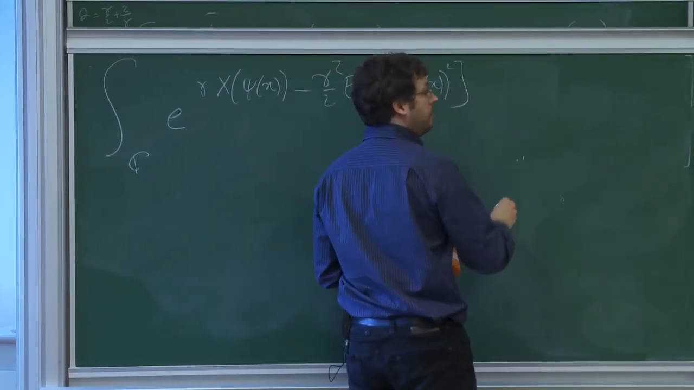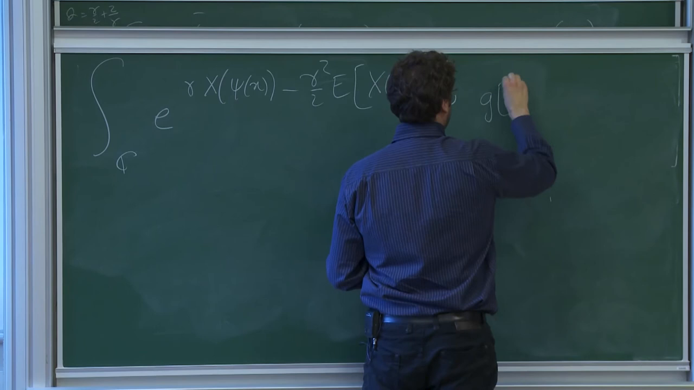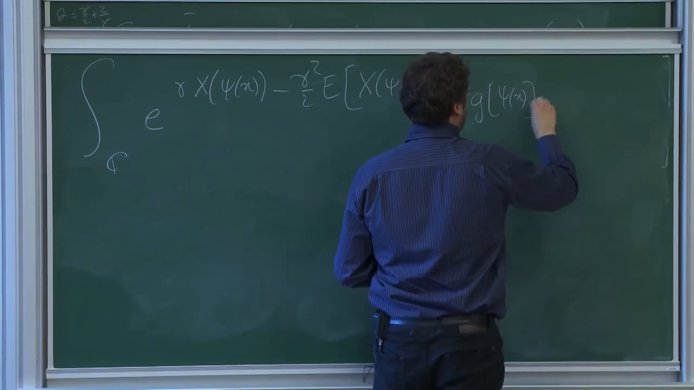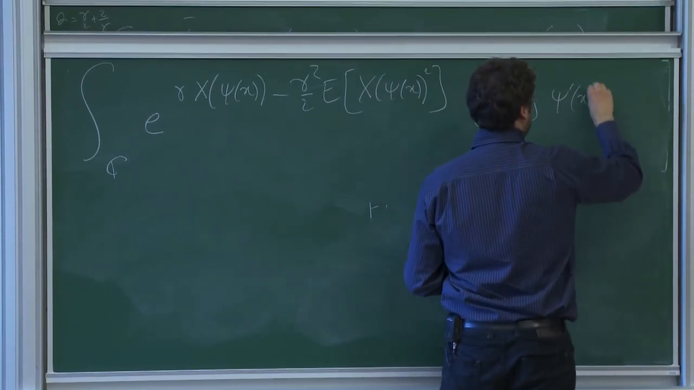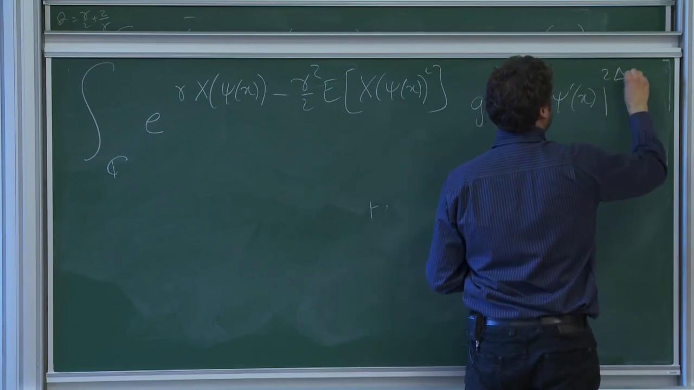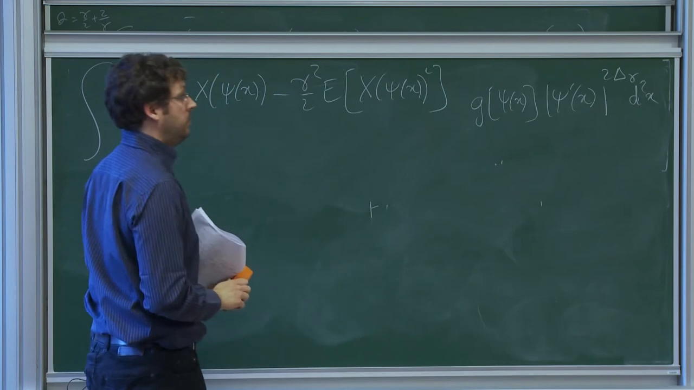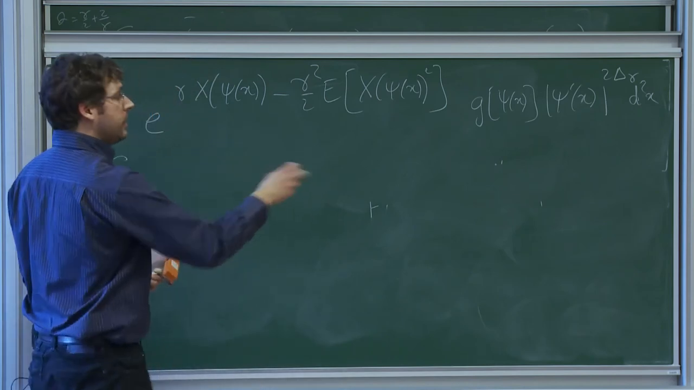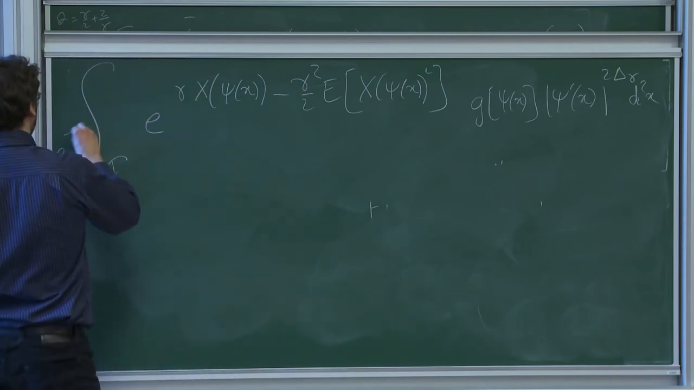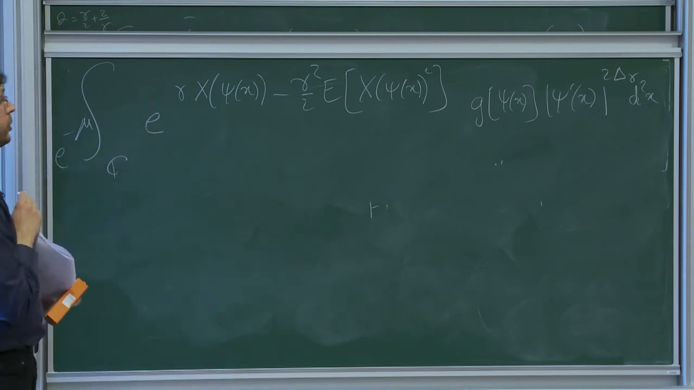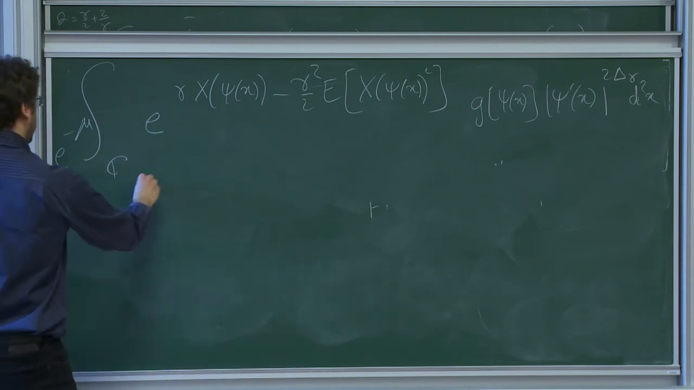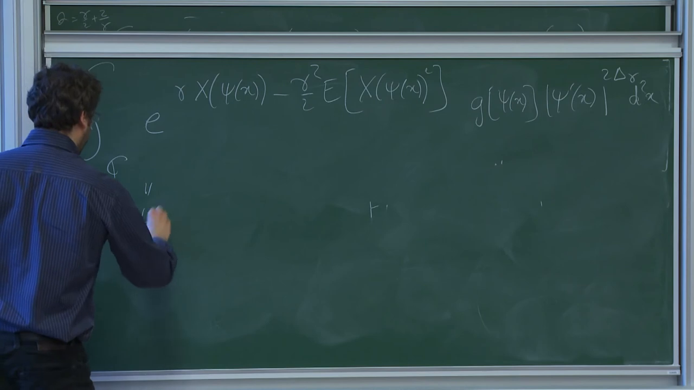And g of psi of x and psi prime of x to the 2 conformal weight delta d2x. So this is the exponential minus mu term. It's going to converge to this. And so I can do a change of variable, u equals psi of x.